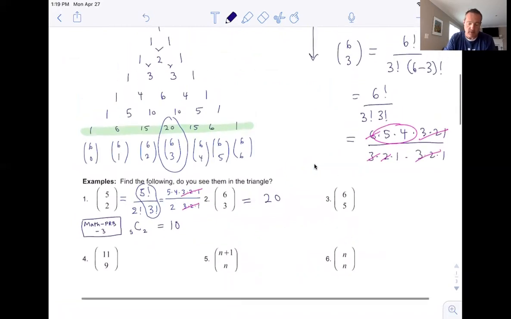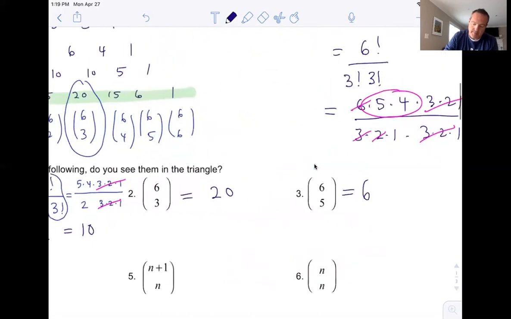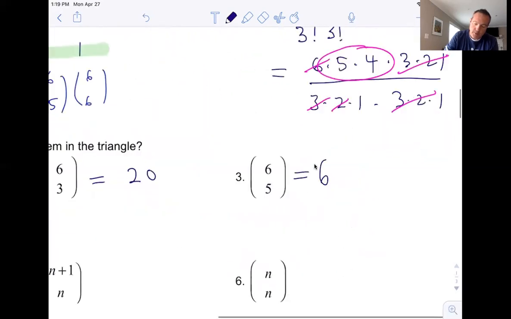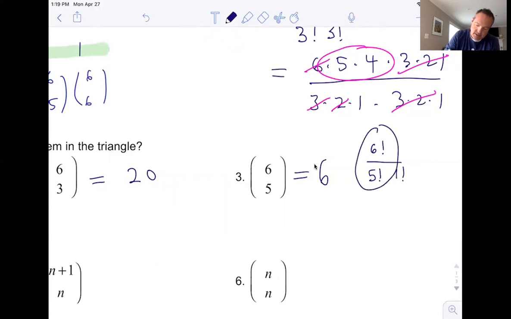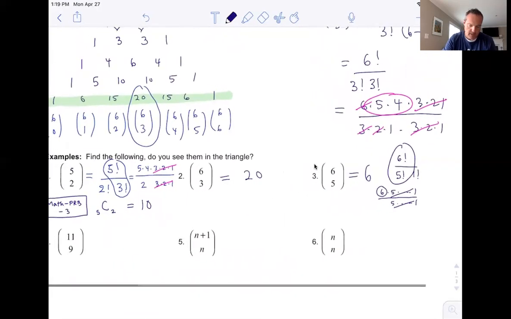Again, 6 choose 5. Look at Pascal's triangle. It's obviously 6. But just to show you the formula, what would it be? It would be top number factorial over bottom number factorial and the difference factorial. And again, the top is 6, 5, 4, 3, 2, 1, and the bottom is 5, 4, 3, 2, 1. Everything cancels except the 6. So, the math is pretty easy with this stuff, okay?